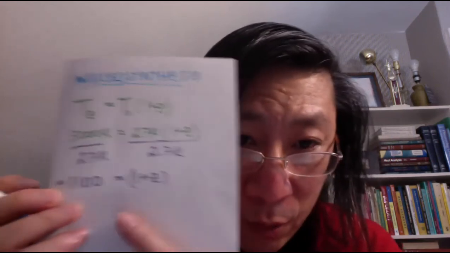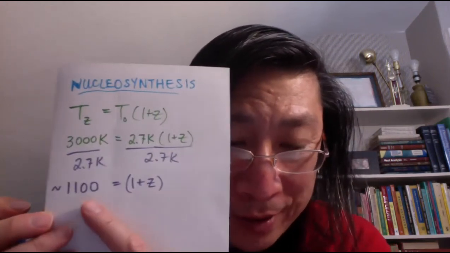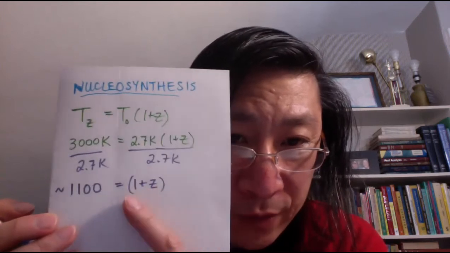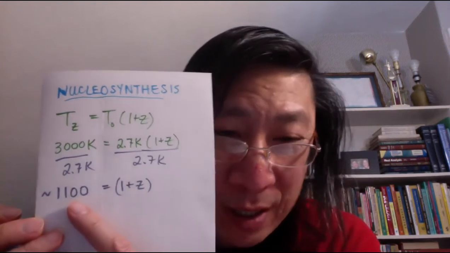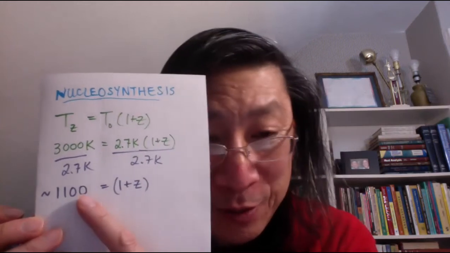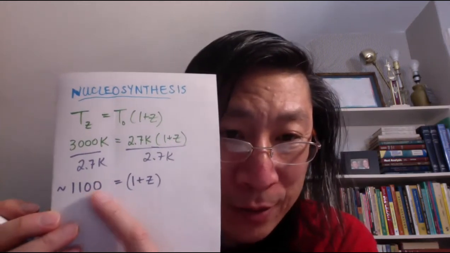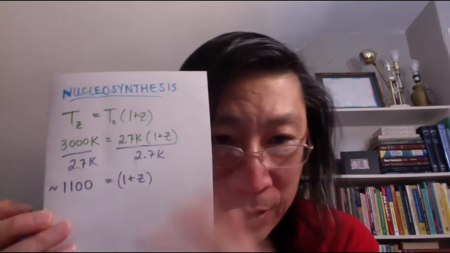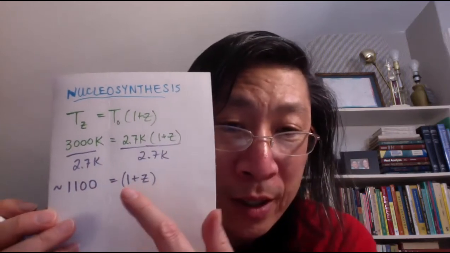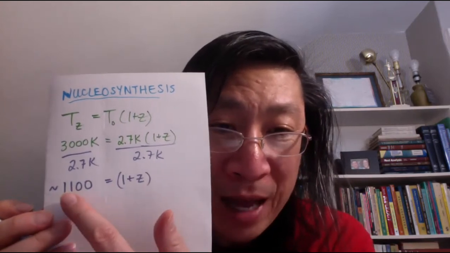Now, 1 is so much smaller than 1100 that we can say it's very close. 1101 is not significant, it's too many significant digits. We rounded because the actual number is like 1111. We're only going to 2 significant digits, so this 1 is basically incorporated in here, and it's still about 1100. So at a redshift of about 1100, that is when atoms form.